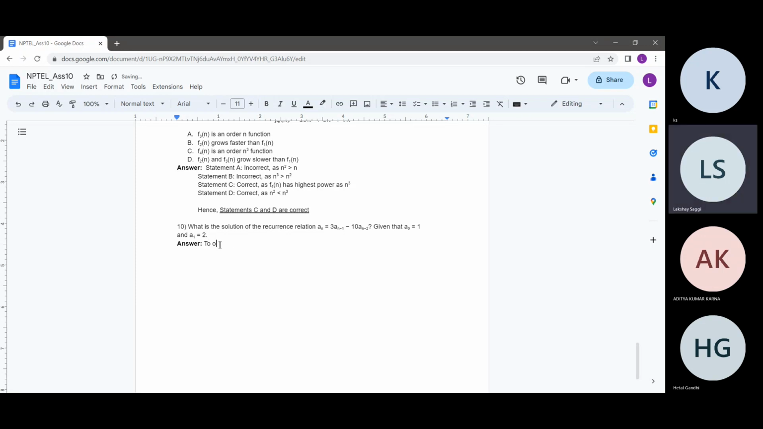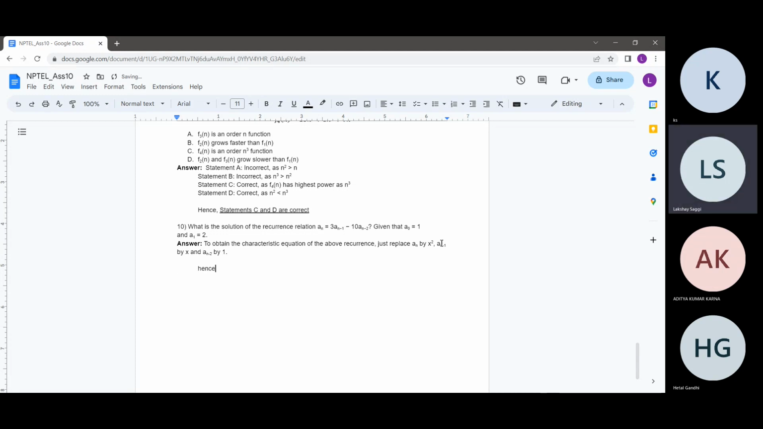Okay, maybe I'll just write that also for revision. To obtain the characteristic equation of the recurrence, just replace a_n by x squared, a_(n-1) by x, and a_(n-2) by 1.